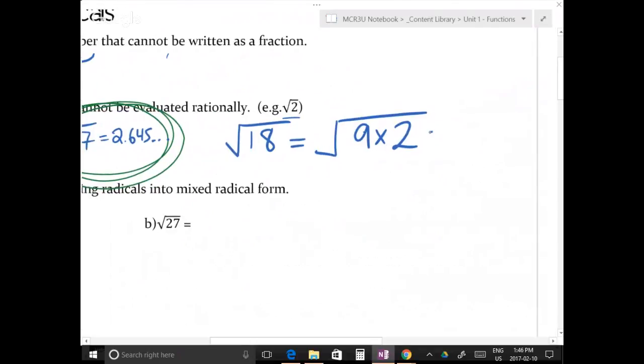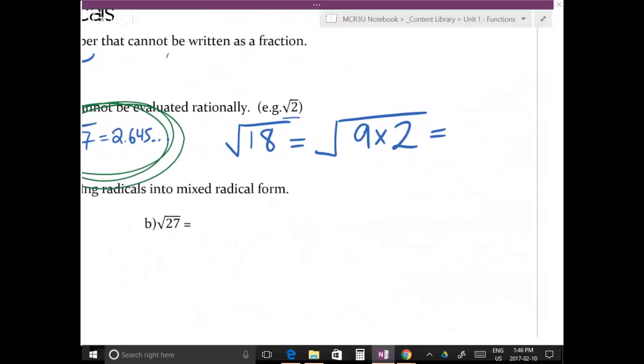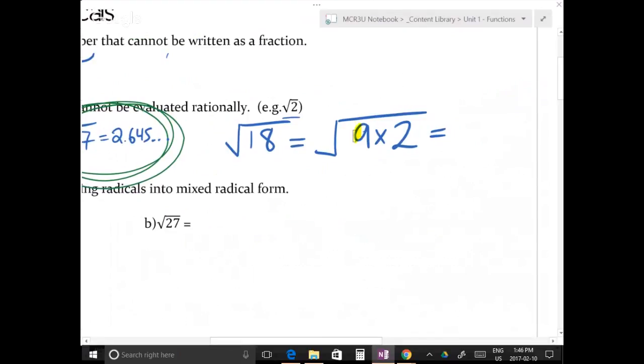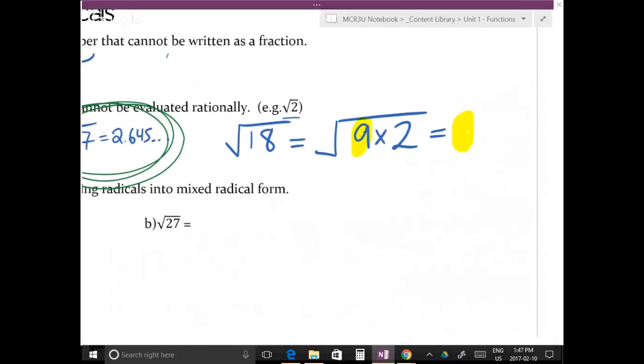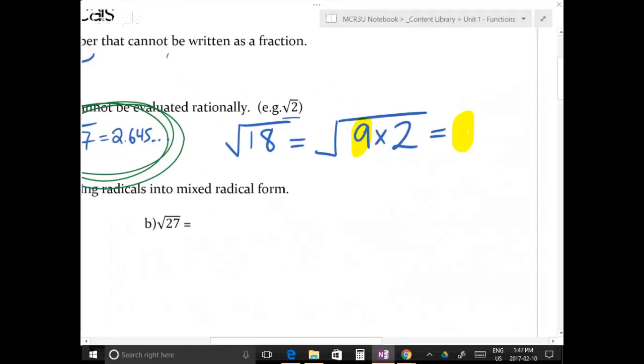So here, we can't take the square root of the whole thing, but we can take the square root of part of it. Does that make sense? I can't take the square root of the 2, but I can take the square root of the 9. And the square root of 9 is what? 3. So this is the same thing as saying 3.